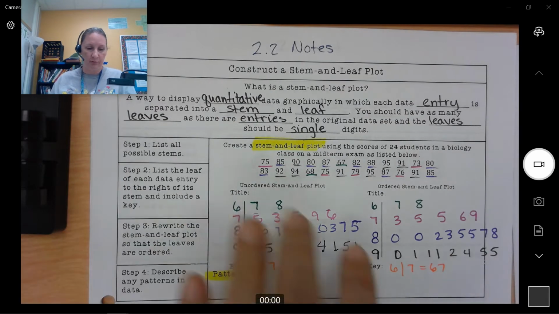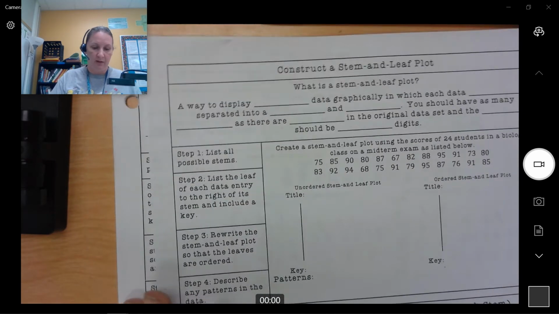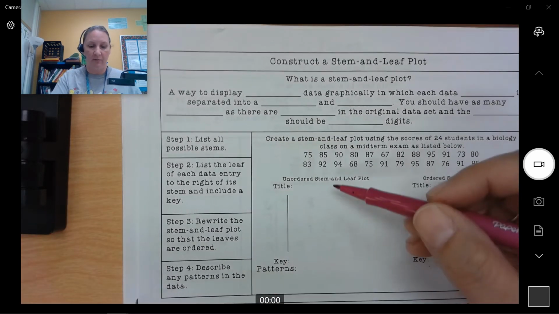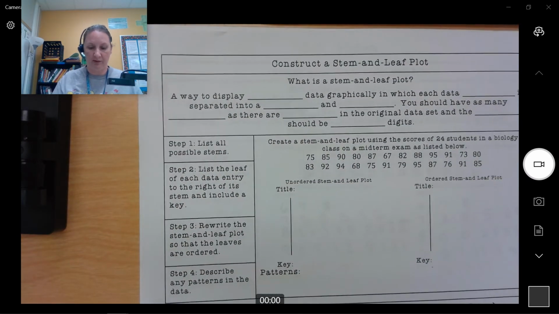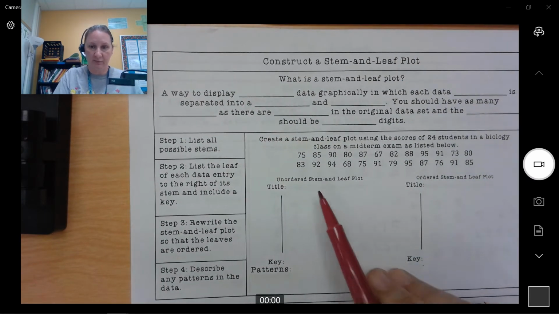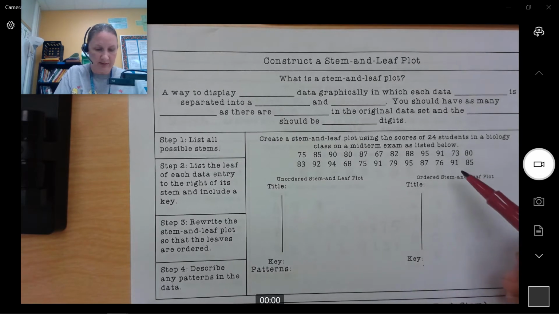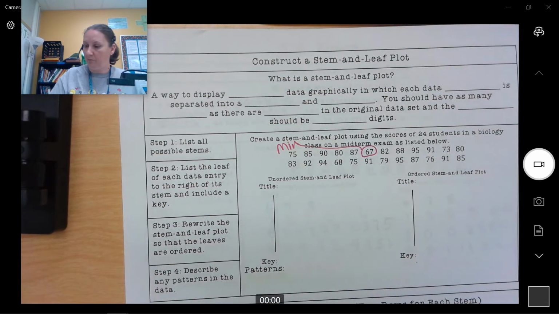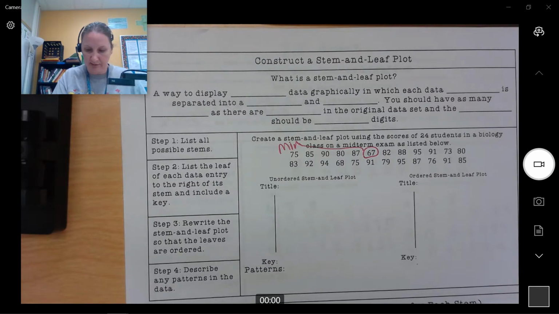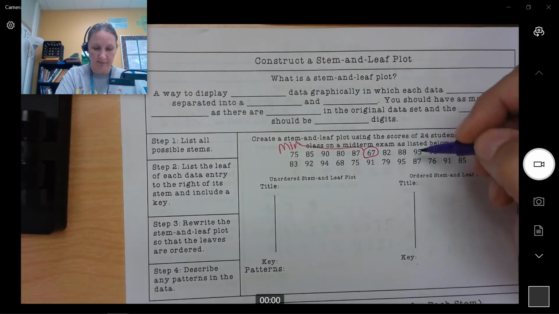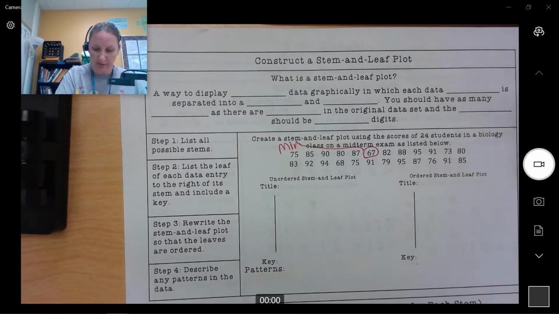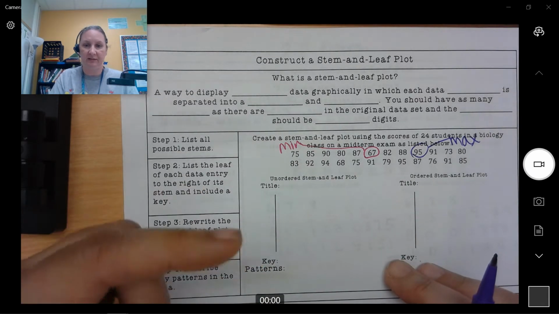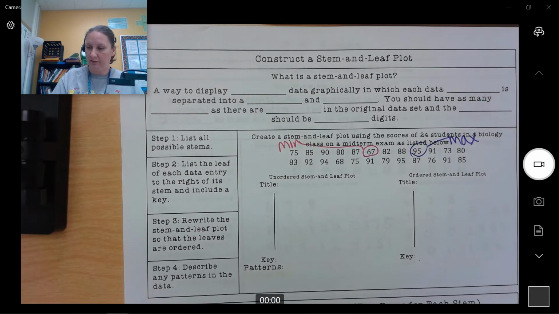So I'm going to walk through this setup real briefly. Your first step is to look at your data points and see what are my smallest numbers to my biggest numbers. We're going to do the unordered first, and then we'll reorder them after we've done that. Our smallest number here is 67. That's our min. And then we want to know what our max is, and in this case it was 95, I believe. Yeah, 95. So that's our max. That tells us that we're looking at the 60s, 70s, 80s, and 90s. So that's what we're going to write out.